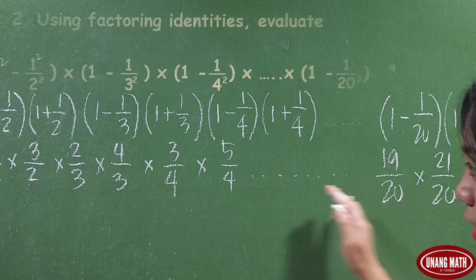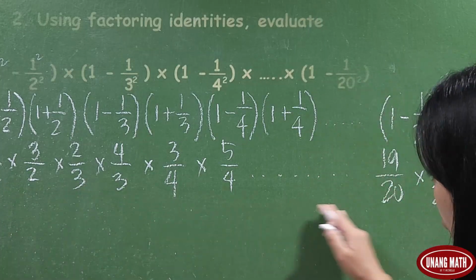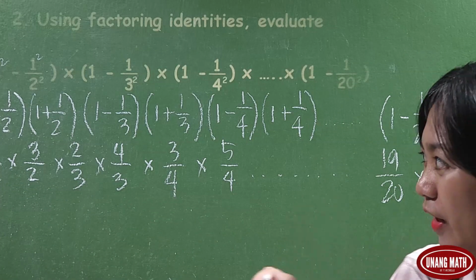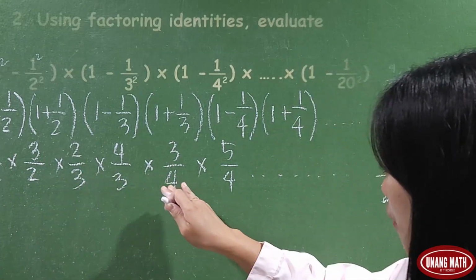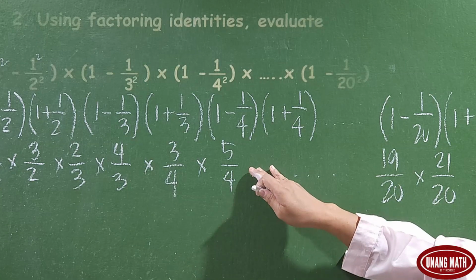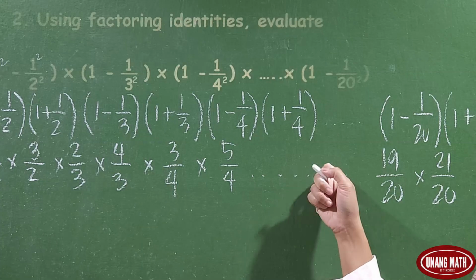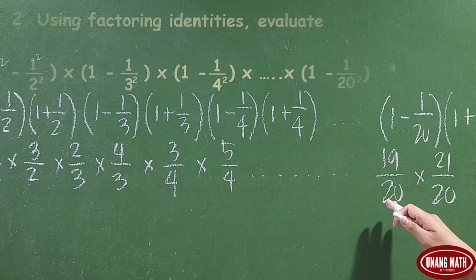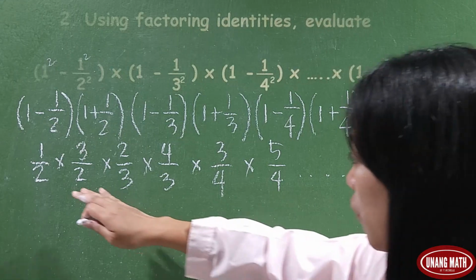Okay, notice here, if we're going to check the denominators, we have here a pattern. 2, 2, this is 3, 3, 4, 4. So we expect that the next denominators here will be 5, 5, 6, 6, 7, 7, 8, 8, until 20, 20. Okay, what about for the numerator?